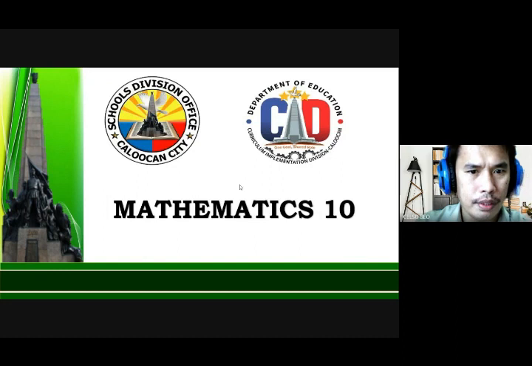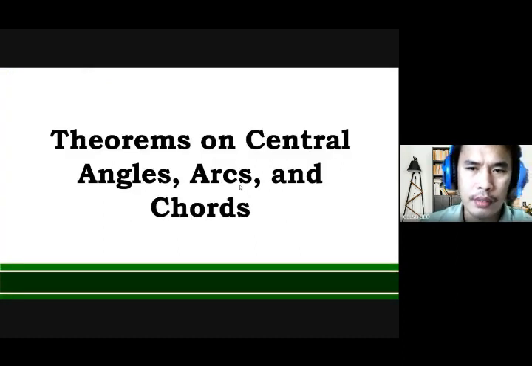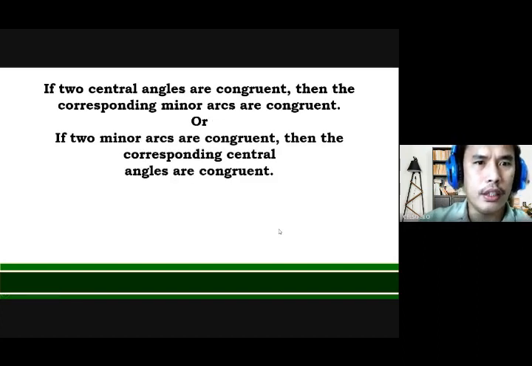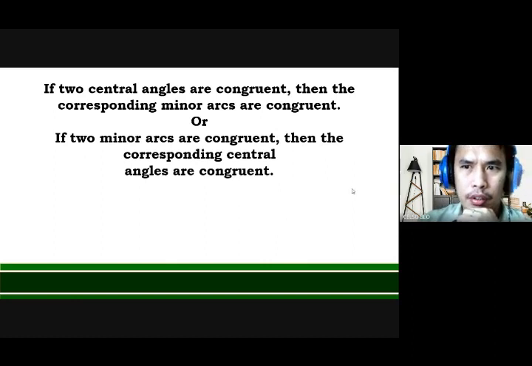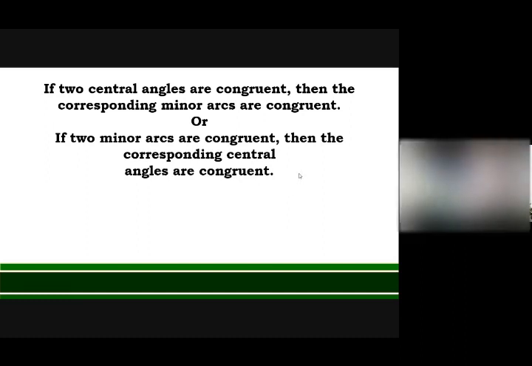So the first is theorems on central angles, arcs, and chords. What are the theorems regarding the central angles, arcs, and chords from your circle? So first theorem, sabi rito, if two central angles are congruent, then the corresponding minor arcs are congruent. Or, if two minor arcs are congruent, then the corresponding central angles are also congruent.